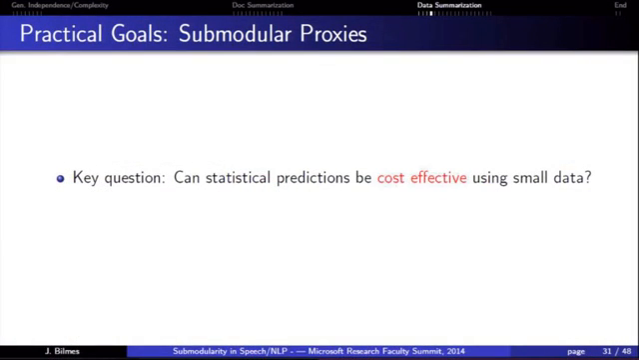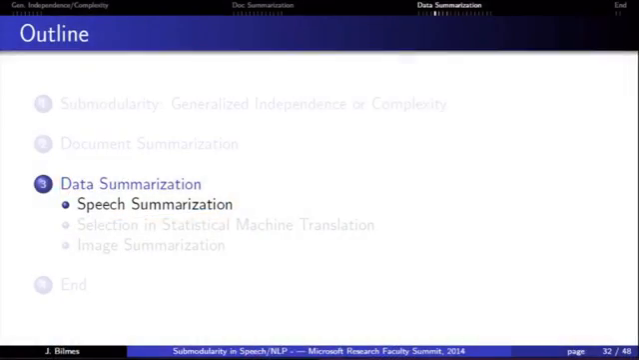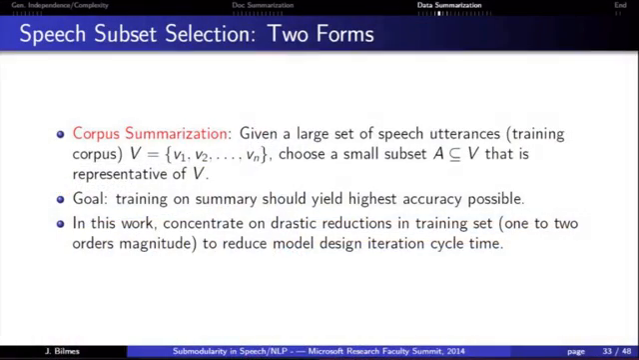So this is really the key question. Can statistical predictions be made more cost-effective with smaller data sets? Now, cost-effective doesn't necessarily mean that accuracy doesn't go down. It means that you have a much smaller data set and the accuracy goes down minimally. And so we did this in the context of speech summarization. So here, basically, the problem is in the context of speech recognition, how do you choose a subset of the training set in an intelligent way and train on that?